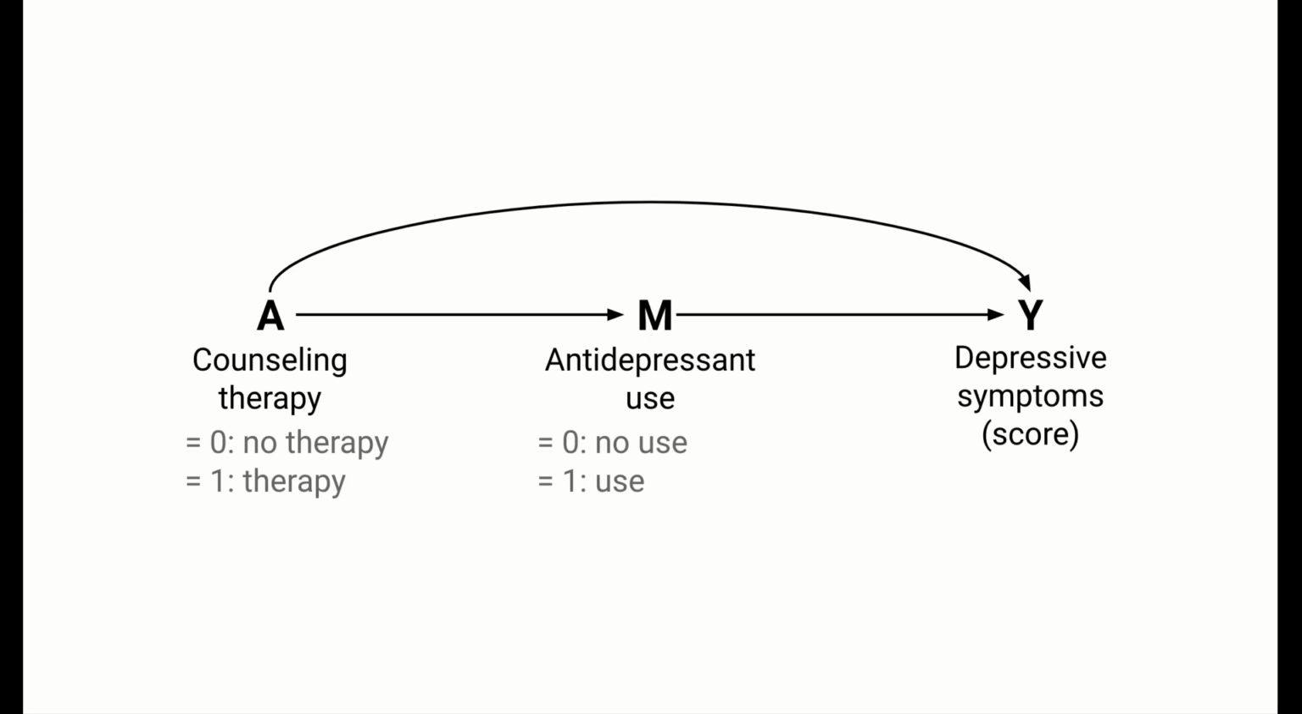To have a concrete context in mind, we'll refer to this example as we introduce ideas. Studies have examined how cognitive behavioral therapy, referred to as counseling therapy, affects depressive symptoms, as measured on a scale. One randomized trial found that counseling therapy led to increased use of antidepressants, represented by the mediator M. In this setting, the average causal effect is not the only quantity of interest. Direct and indirect effects are also of substantive interest. The direct effect represents the psychological effect of the therapy, and the indirect effect represents a completely different mechanism through antidepressant use.